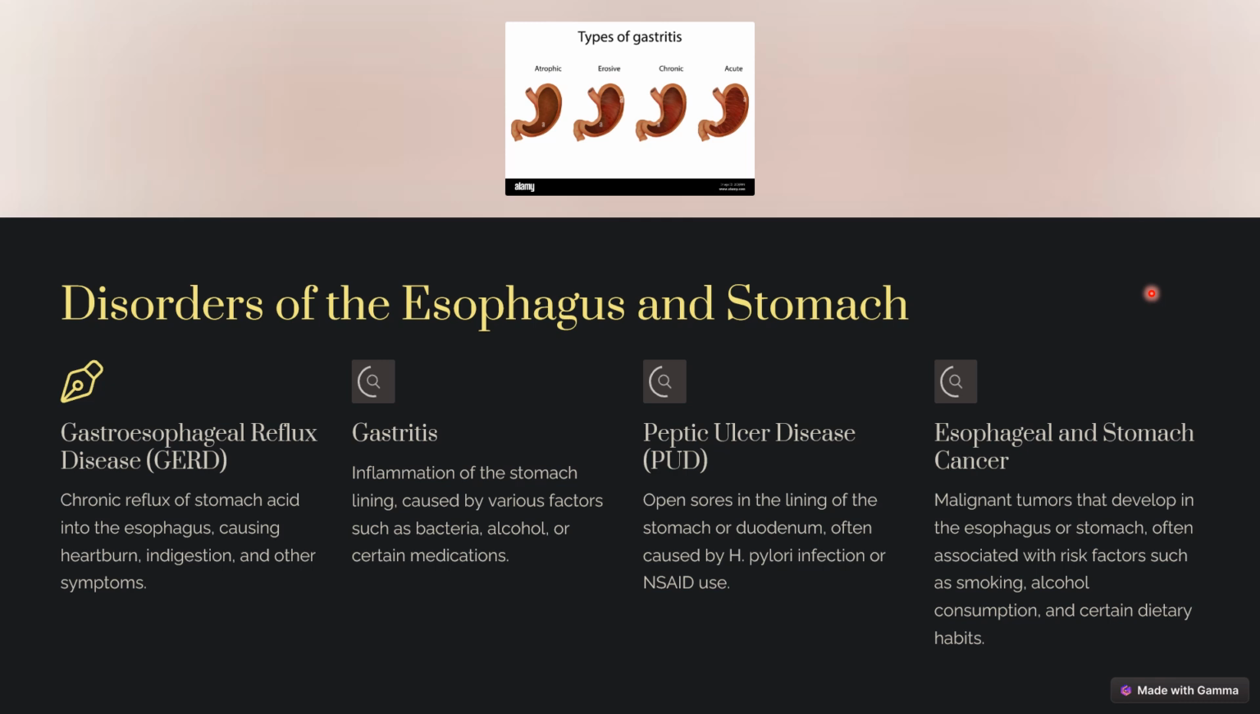Now, this is a series on organs. I've started from the esophagus and stomach. In coming videos, I'll be covering the liver, kidney, and other organs as well.